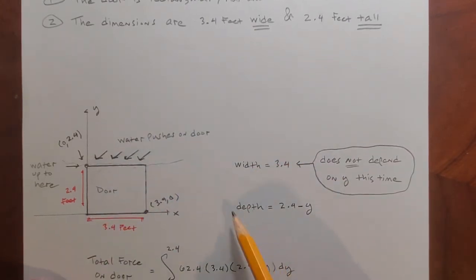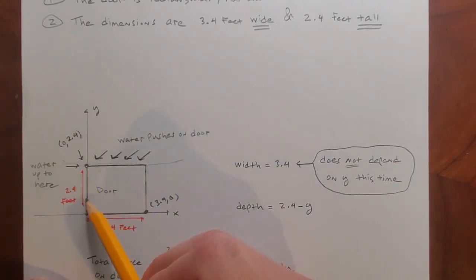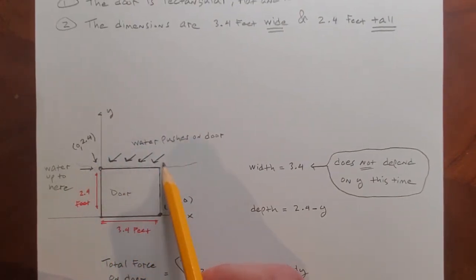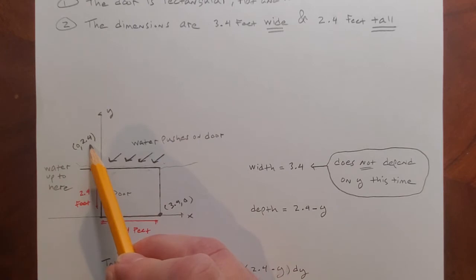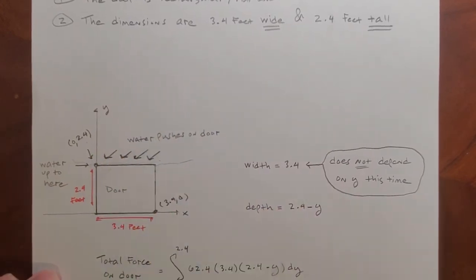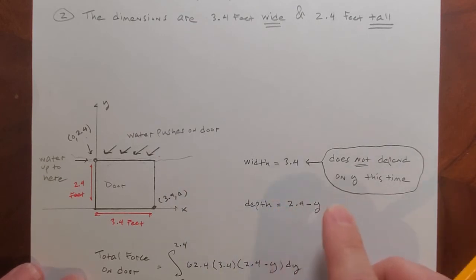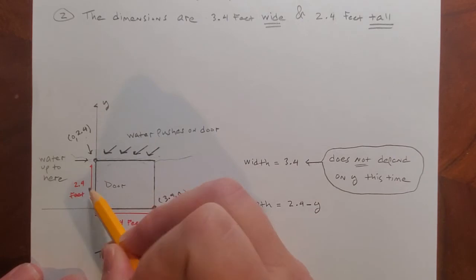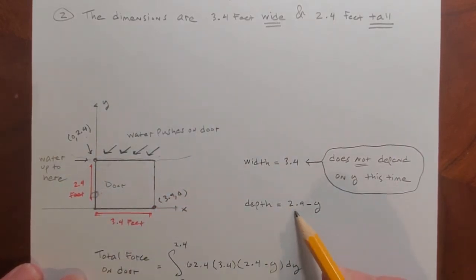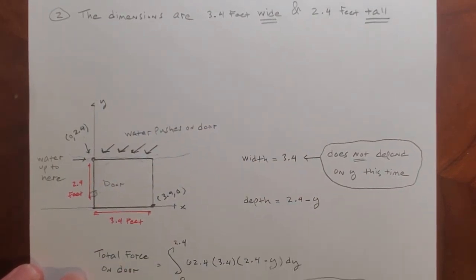All right. The depth, anywhere along the y-axis, is just going to be the y-coordinate at the water level, 2.4, minus y, your variable position along the y-axis. So the depth at any point on the y-axis is 2.4 minus y. If you told me y was 1, okay, 2.4 minus 1 is 1.4 feet under the water.